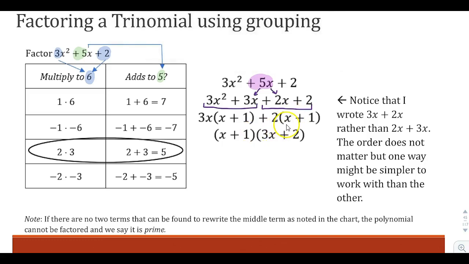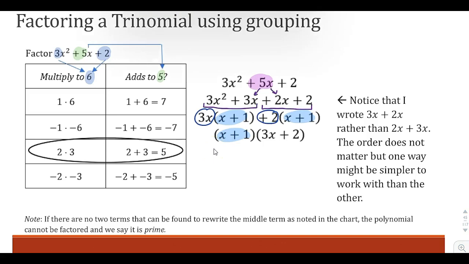So now the greatest common factor is a binomial. Now I have an x plus 1 in common in both, so I can factor out that x plus 1, and what is left is that 3x plus 2. So there is my factorization. So to factor means to break down into a product. So x plus 1 times 3x plus 2, when multiplied out, gets us to 3x squared plus 5x plus 2.